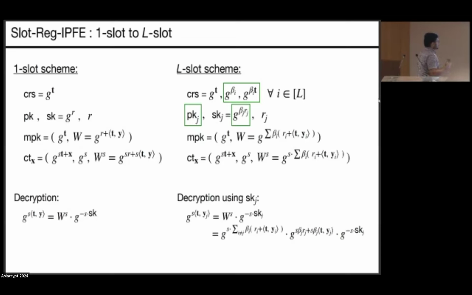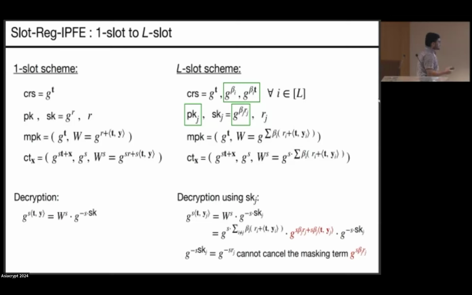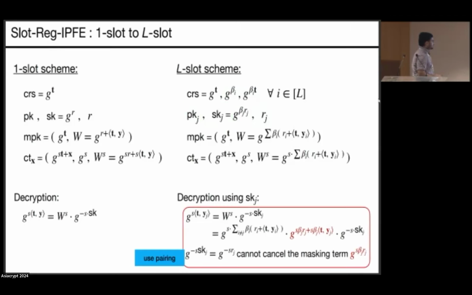Okay, so now let's decrypt the ciphertext using a secret key sk_j. That means the user j is decrypting the ciphertext. So now we can see that we have this element of the form g to the power beta_j r_j. This cannot be cancelled using only sk_j, which is basically r_j. So to get rid of this issue, we use the power of pairing.